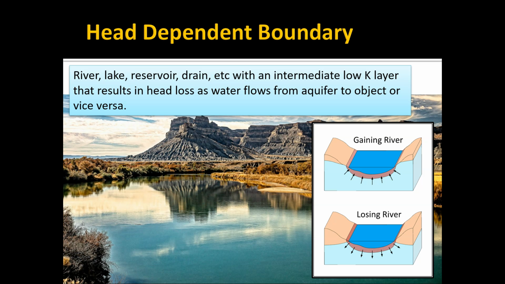A more general class of boundary conditions are what we call head-dependent boundary conditions. And in this case, this would be like a river or lake, reservoir, even a drain, with some intermediate low K layer that does result in some head loss as water moves between the two. We've reviewed like the river package in MODFLOW, shown with the diagrams on the right. We can have water gaining river or losing river, and there's some head loss through the sediments. General head boundary, the general head package can be used to do this.